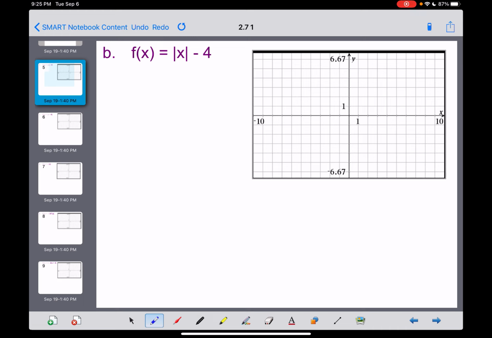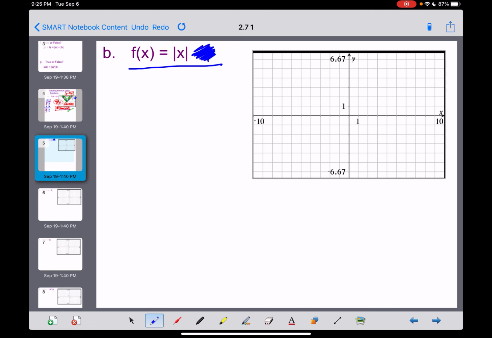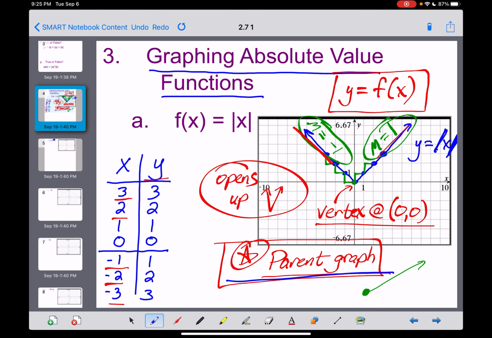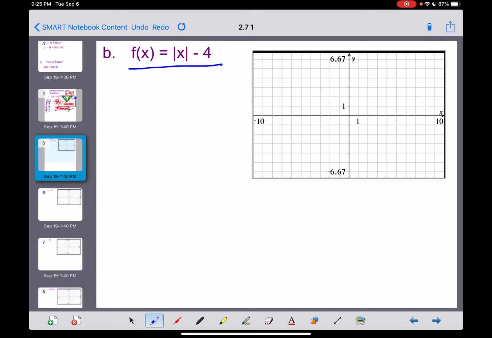All right, let's take a look at example B. f(x) is equal to the absolute value of x minus 4. So what I want you guys to notice is, I'll undo this in just a second, if that -4 wasn't there, this would be the exact same graph as the one that we just got done with right there. That's our parent graph. But what's happening here, guys, is there's a -4 at the end of this function.